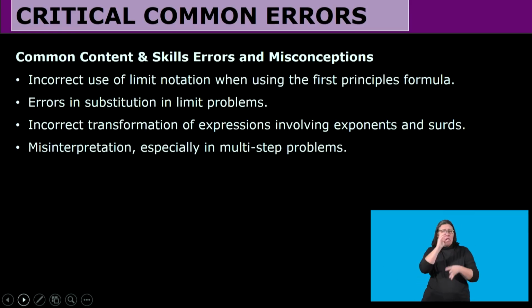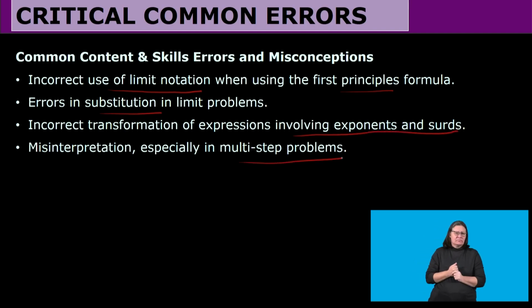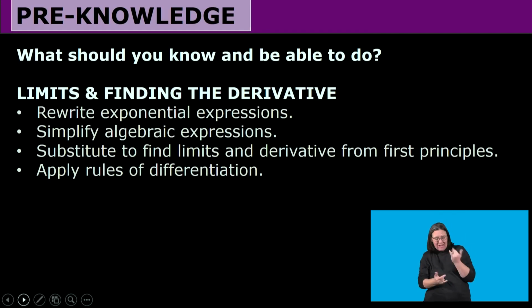Some of the common mistakes that I see cropping up during exam times, especially looking at exam papers, is learners tend to use the limit notation incorrectly in the first principles formula. I'm going to talk about this again in the lesson. There's also errors in substitution, and especially when we're looking at deriving by rule involving exponents and surds, we need to talk more about how you simplify those. When there's multi-step problems, we've got to be very, very careful not to misinterpret the question.